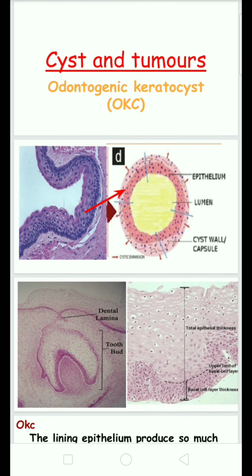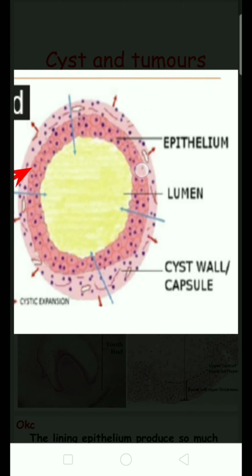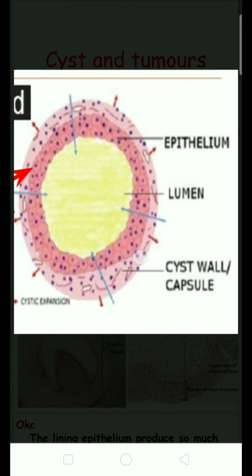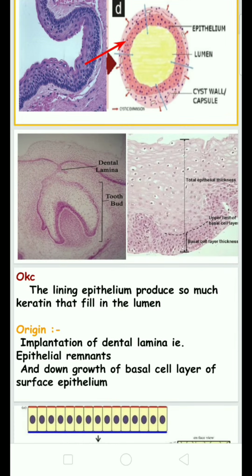Today we are going to discuss the topic odontogenic keratocyst in cysts and tumors. First of all, we learn some basics: what is a cystic structure? This is the epithelium, this is the lumen, this is the cystic wall, this is the cystic capsule or cystic wall. What is an odontogenic keratocyst?